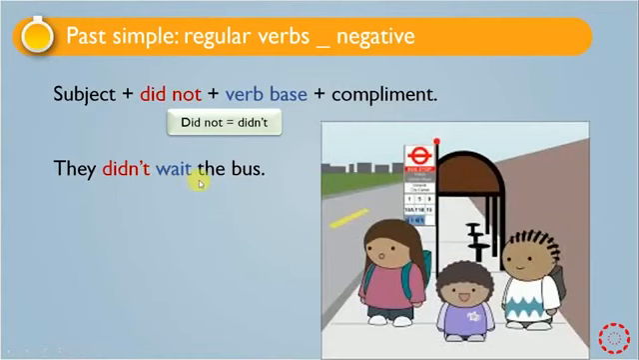we use the base form of the verb after did, because did is past and you cannot use two past verbs together. That's why we use the base form of wait here. We don't say waited. Wait. They didn't wait the bus.